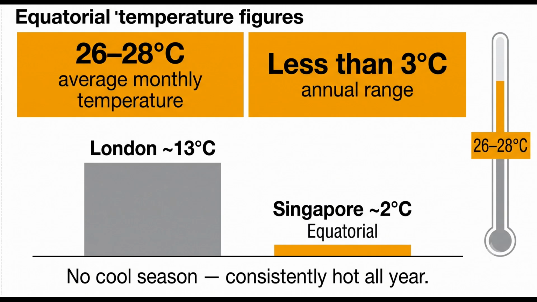Compare that to London, where the annual range is around 13 degrees. In an equatorial zone like Singapore, the temperature barely moves through the year. Why? Because the sun stays nearly overhead all year round at low latitudes, the solar angle barely changes, and so the temperature barely changes either. No cool season, no winter, consistently hot every single month.